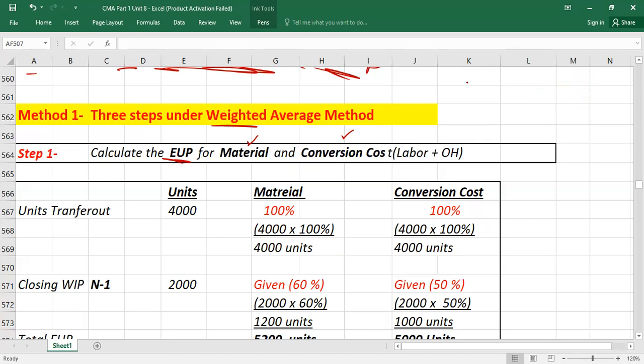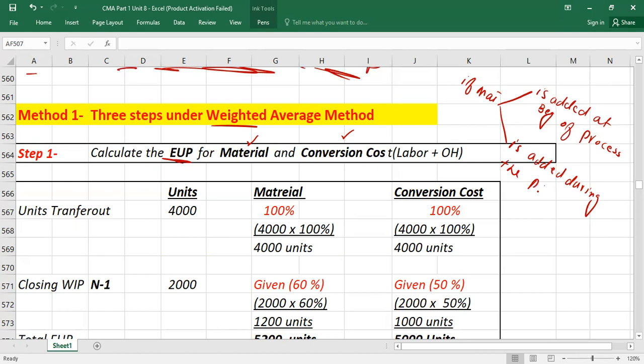They will ask, what if material is added at the beginning of the process? This is the first assumption you have to read. You have to check the question carefully, which assumption is being taken. According to that, the solution will change. Our second assumption is what? What if material is added during the process?